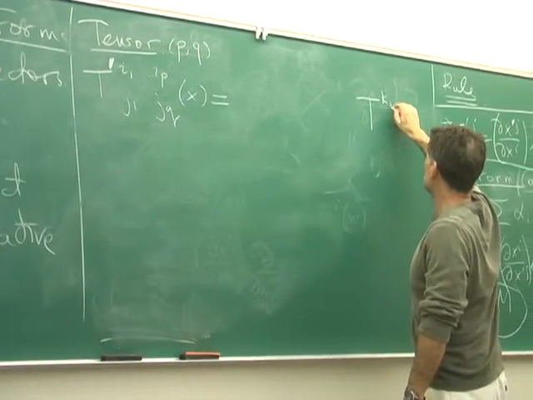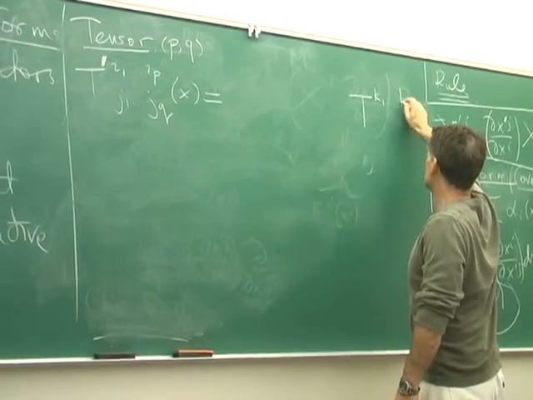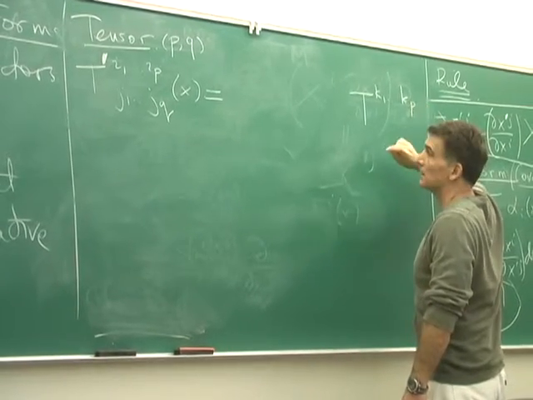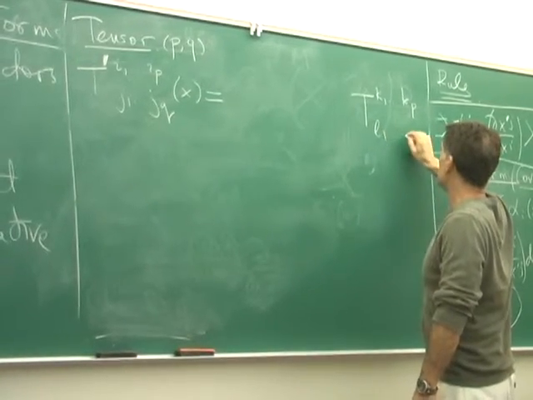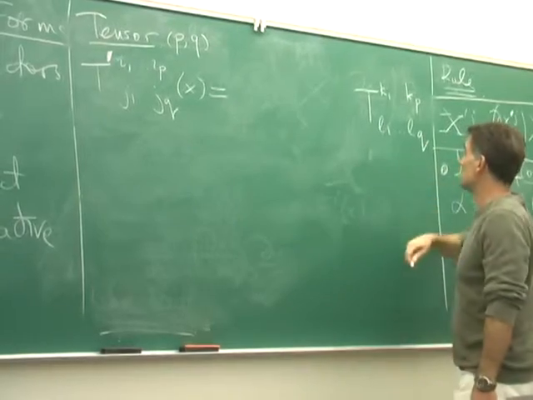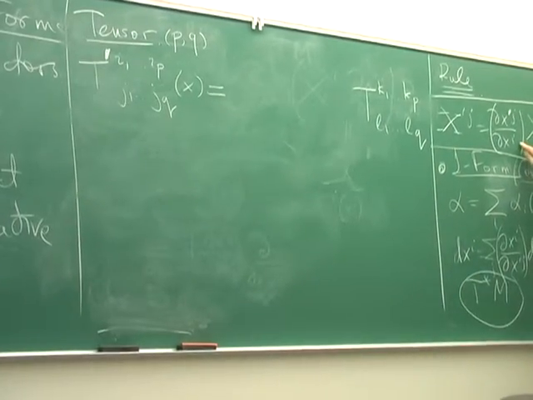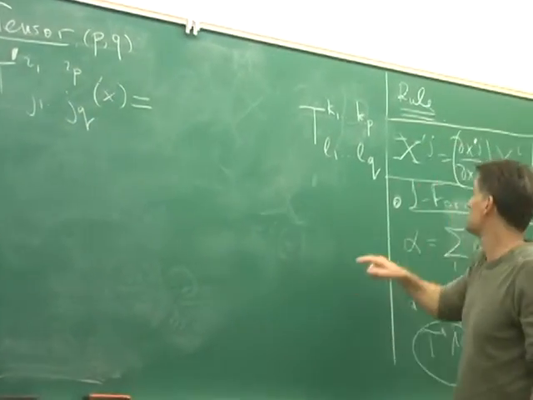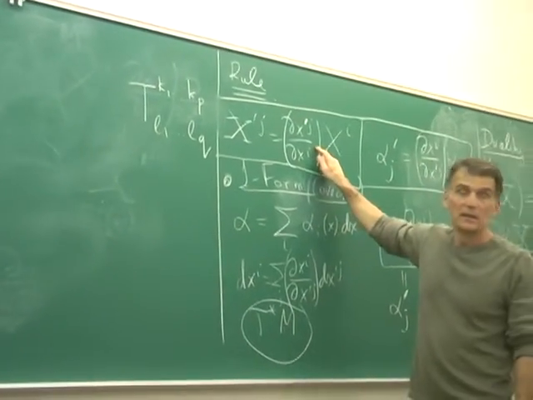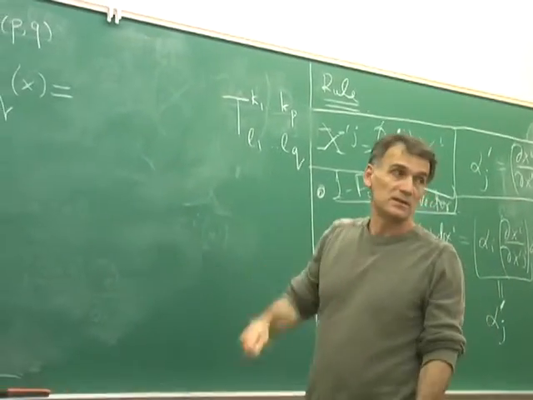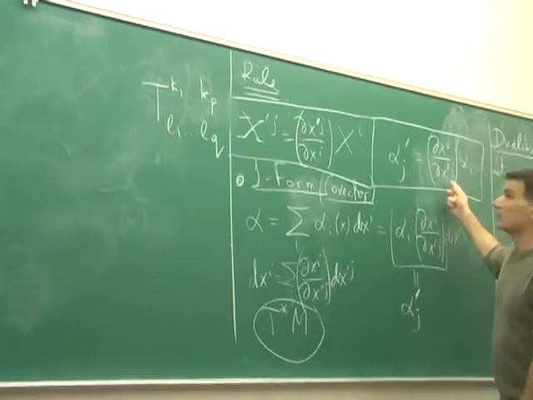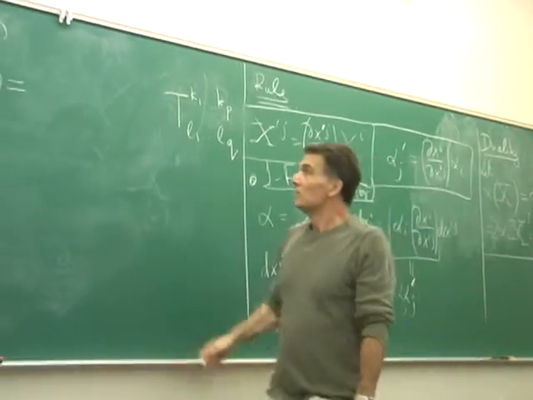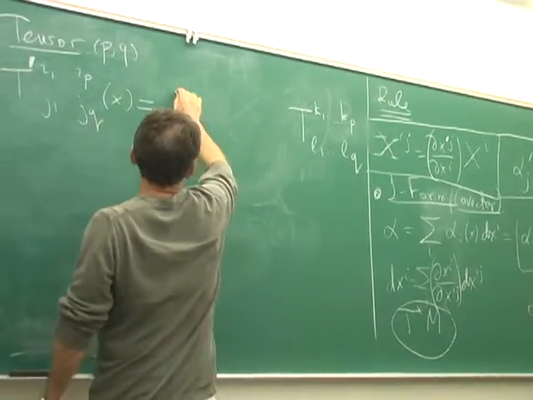i, j, let's call it k1, kp, and this l1, lq. Basically, they transform like all these upper indices, we call them contravariant indices, transform like vectors. And all lower indices transform like covectors.